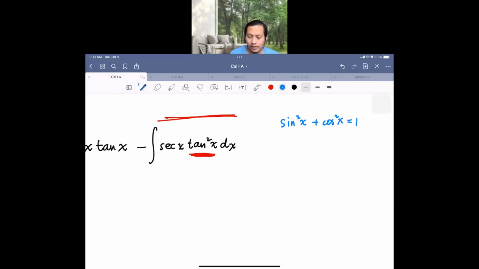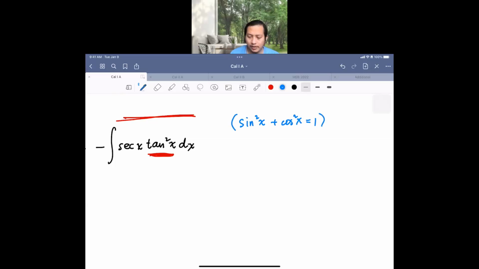The identity. And let's divide by cos squared x. This will become tangent squared x plus 1 equal secant squared x. Now we have tangent squared x is secant squared x minus 1. This is if you are forgetting the identity.